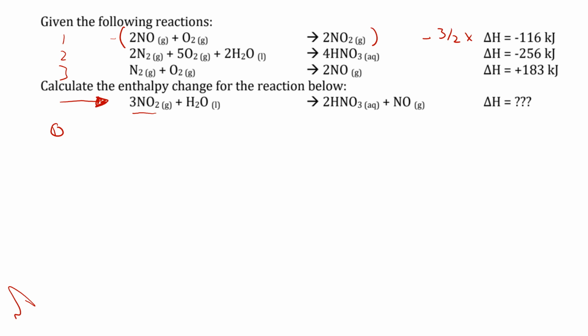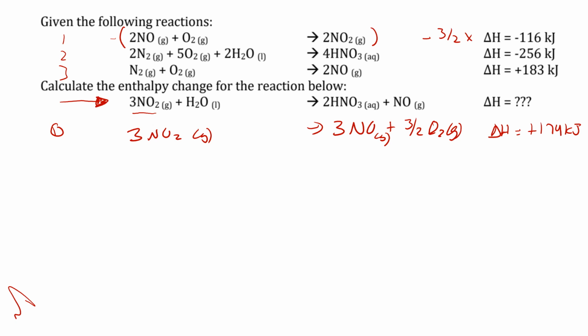So for example, it's going to be 3NO2 gas produces 3NO gas plus 3/2 O2. So my delta H is going to be the math: -116 times -3 divided by 2. So it's going to be a positive 174 kilojoules.